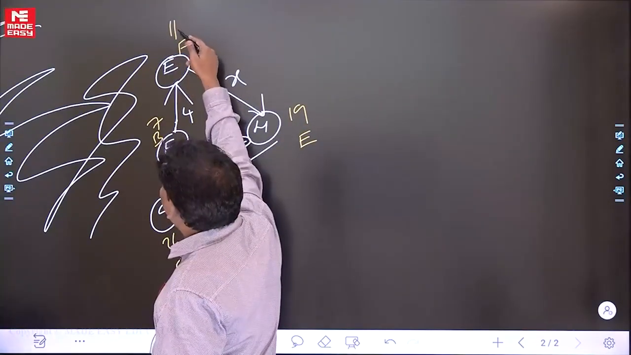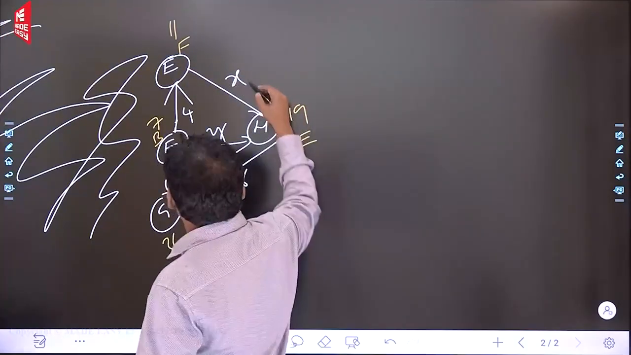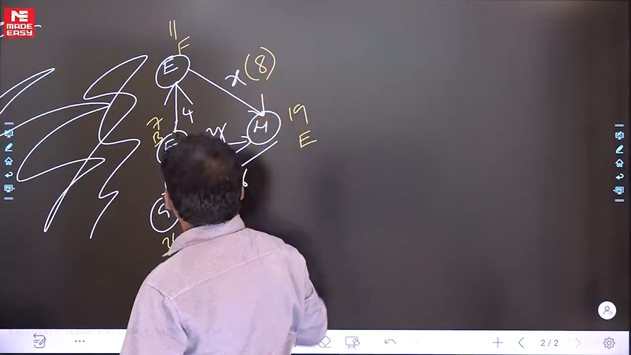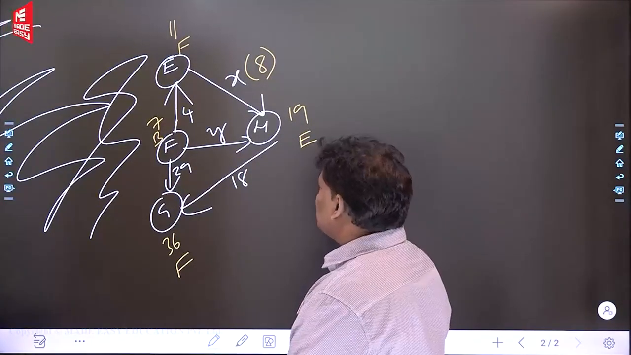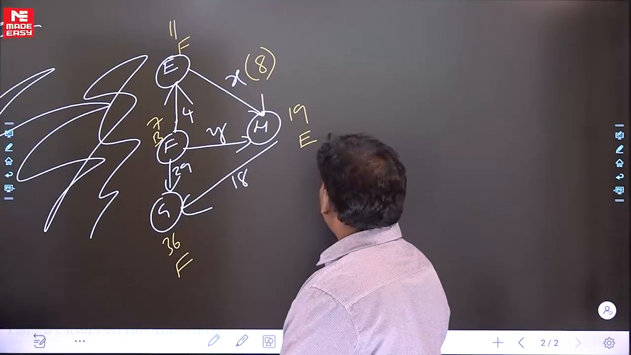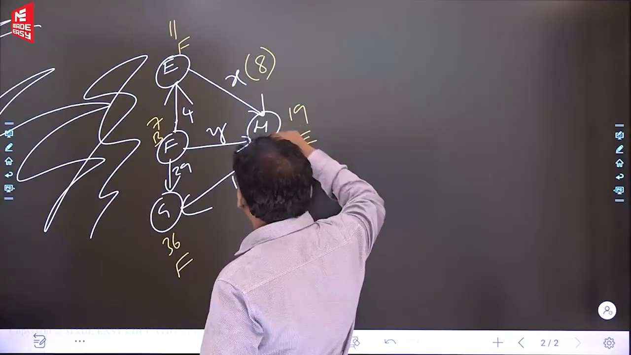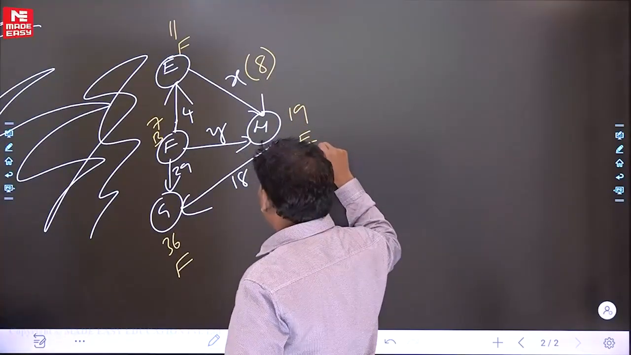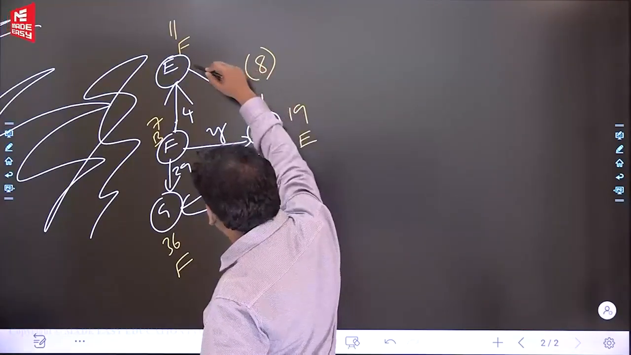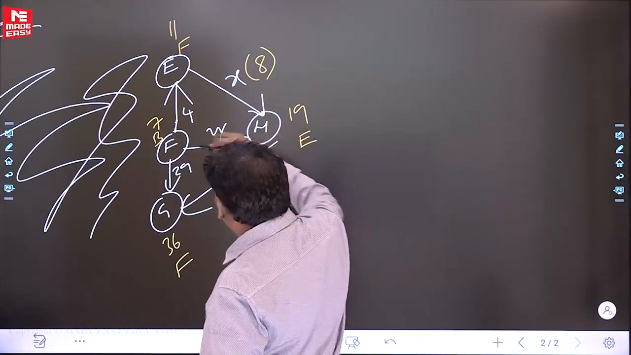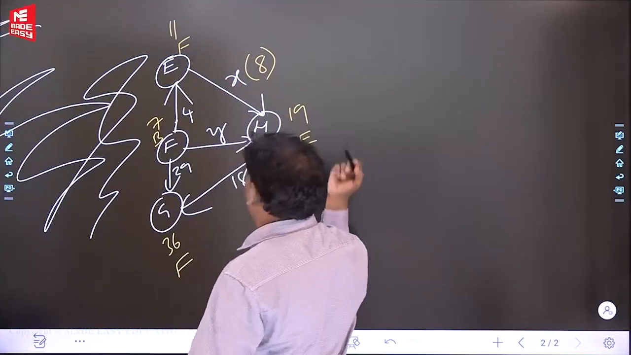Can you help me now? The E value is already 11. How much do you have to add so that I get 19? It should be 8. 11 plus 8 is 19. To come to H two ways are there: E plus x is one way, and F plus y is one more way. But Dijkstra's algorithm is already completed. He got the answer as 19 from E, and he already selected this one. Comparing the y path and the x path, the x path is better according to Dijkstra, which is why he selected it.